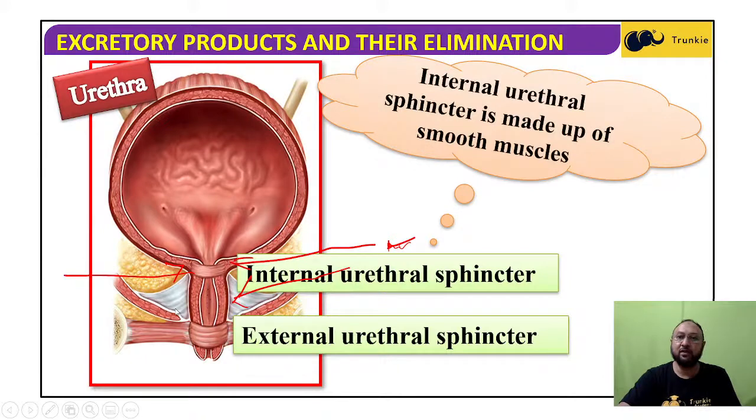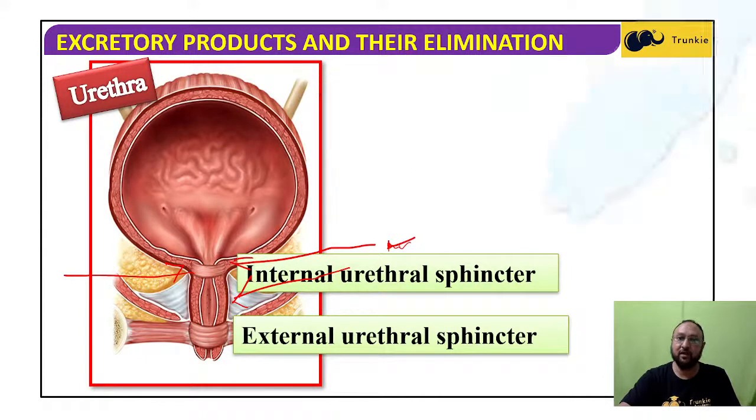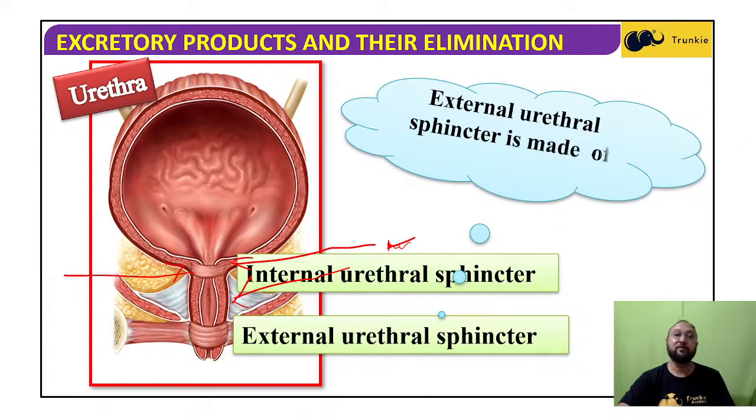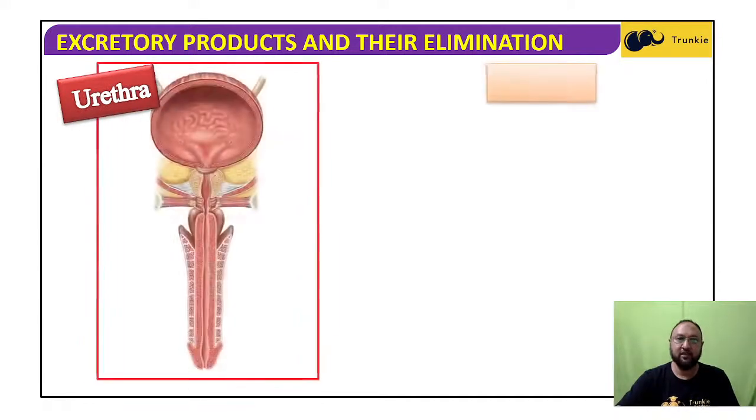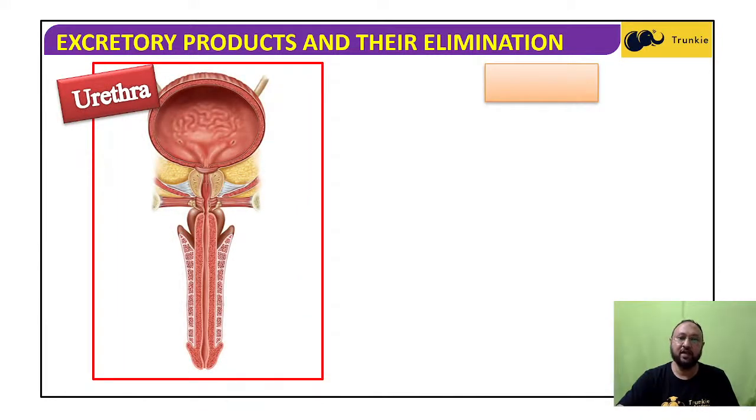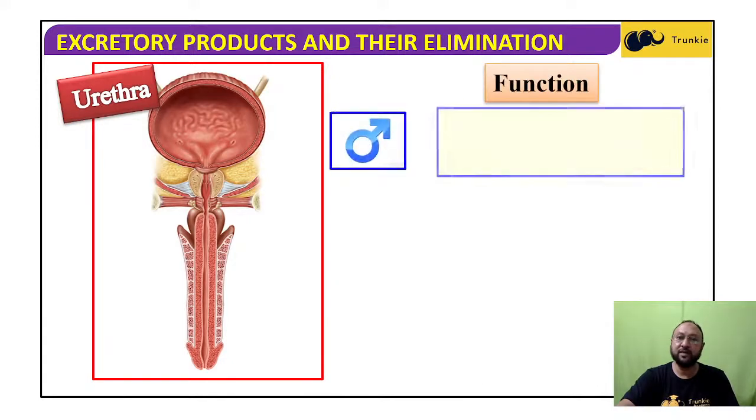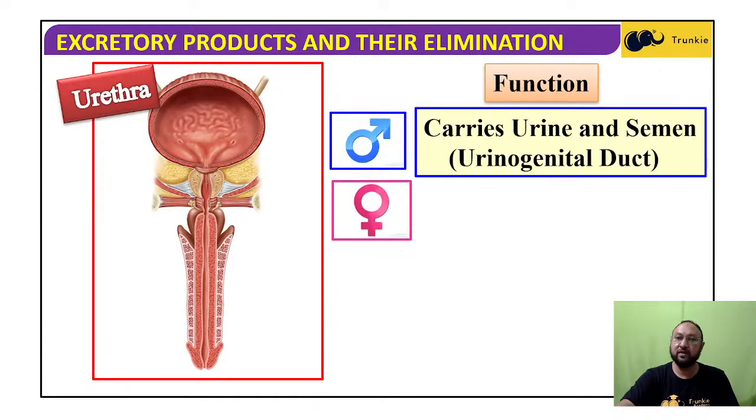Now, the internal urethral sphincter is made of smooth muscles. There are different types of muscles: skeletal muscle, smooth muscle, cardiac muscle. The external urethral sphincter is made of striped muscles, which are responsible for contracting and relaxing. So this is how the urethra is in the males, passing through the penis. Functions: in males it carries urine and semen, so it is called the urinogenital duct.